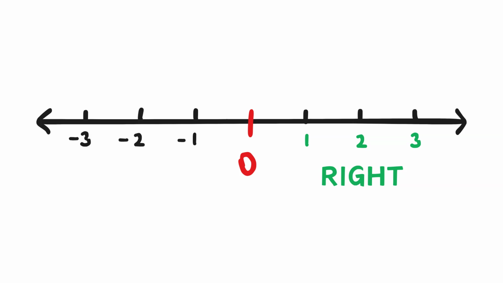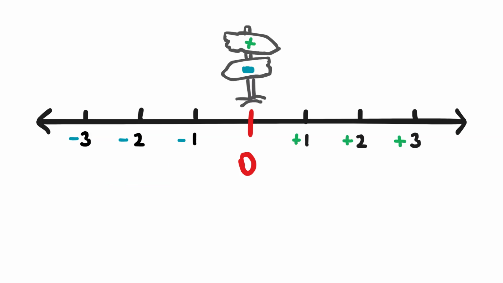A number line is a straight line where numbers are marked at equal intervals. At the center is 0. Numbers to the right of 0 are positive, like 1, 2, and 3. Numbers to the left of 0 are negative, like -1, -2, and -3. Think of the plus and minus signs as directions. The plus sign points to the right, and the minus sign or negative sign points to the left.